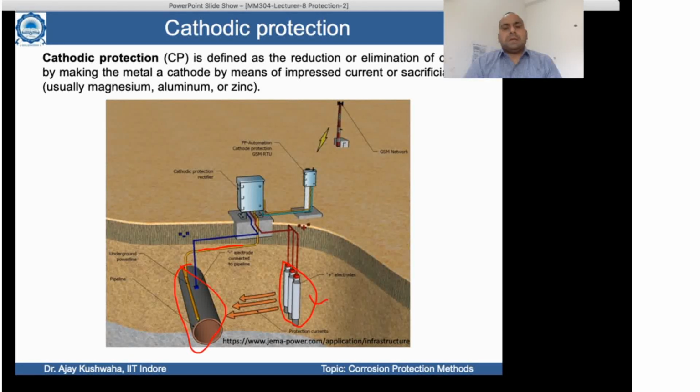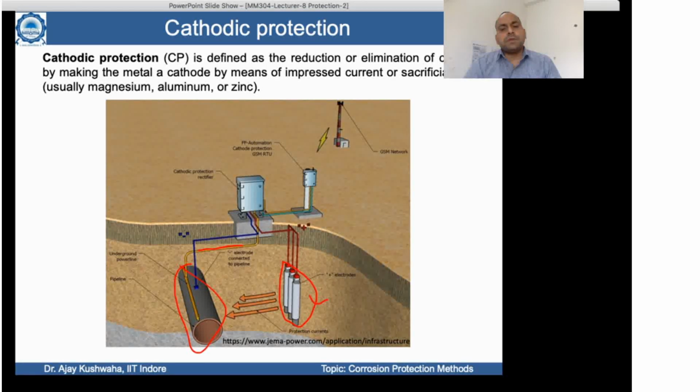Means if these two are connected together, then there will be flow of current and this material will degrade rather than this. So whatever our actual material, this pipeline will be protected due to the presence of this electrode. So that is known as a sacrificial anode. Means this anode is going to sacrifice on behalf of this pipeline.